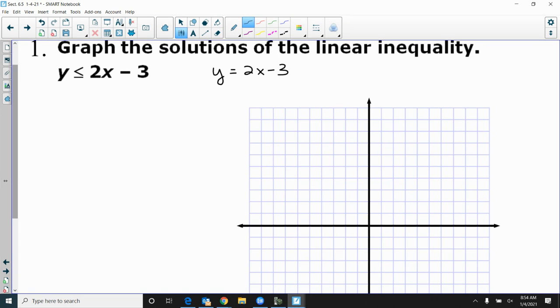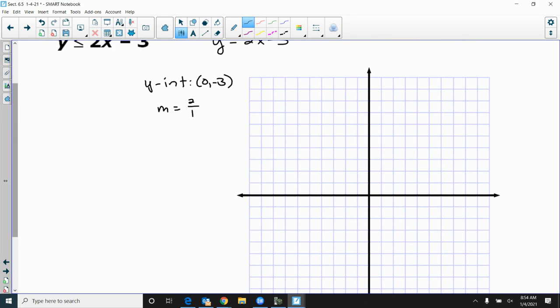You have a y-intercept of (0, -3). We have a slope of 2, or 2 over 1. So go down to negative 3 and put a dot. Now don't connect anything just yet. Let's just make the dots and hold on for a second. Go down to negative 3, make a dot. Go up 2 and to the right 1 because it's a positive slope.